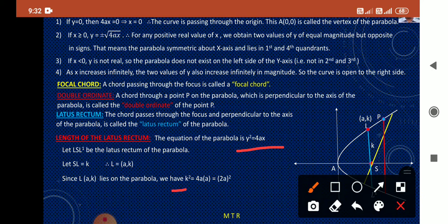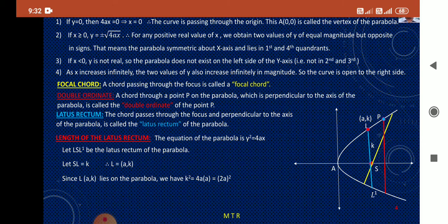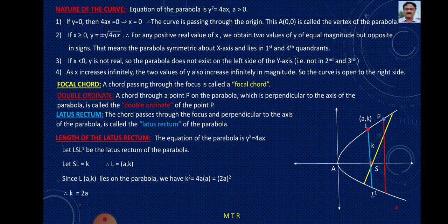Y is equal to k, so k square is equal to 4a into x, and the x coordinate is a, so k square is equal to 4a into a, that is equal to 4a square, which is nothing but 2a whole square. Okay, that is k square is equal to (2a) square. Therefore k is equal to 2a. K is nothing but SL, so SL is equal to 2a.